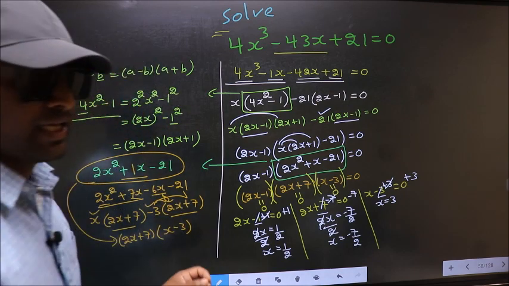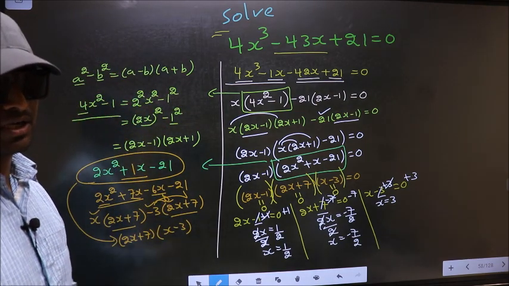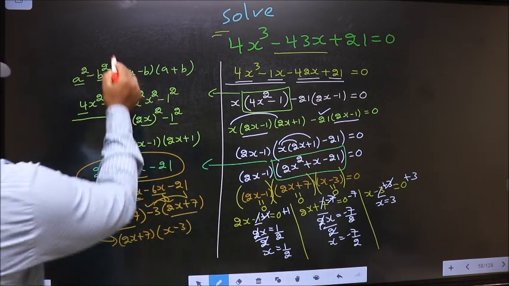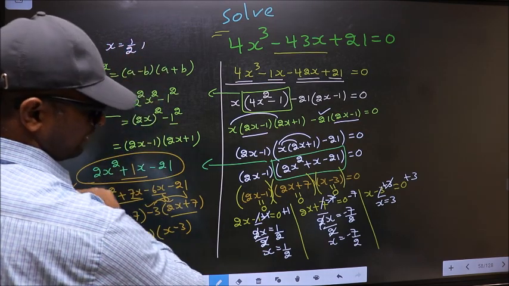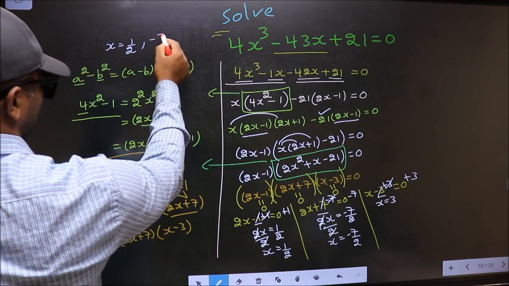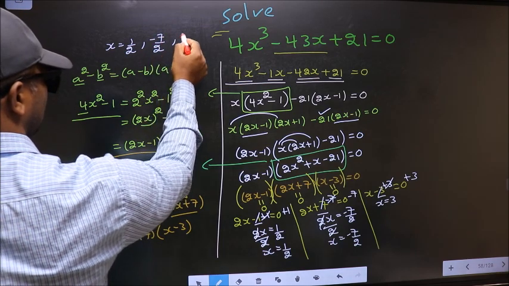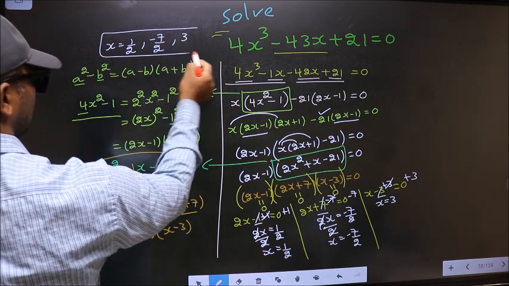So the x values that we got are 1 by 2, minus 7 by 2 and 3. This is our answer.